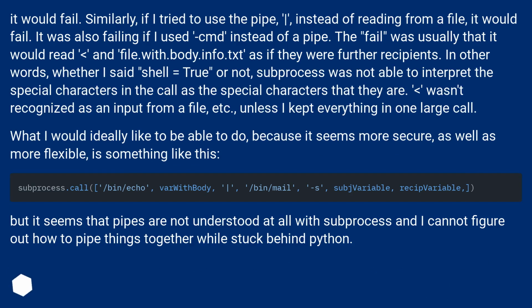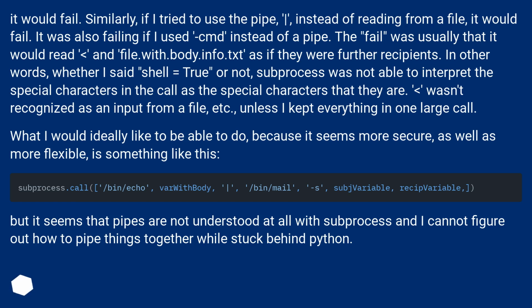it would fail. Similarly, if I tried to use the pipe, vertical bar, instead of reading from a file, it would fail. It was also failing if I used CMD instead of a pipe. The fail was usually that it would read comma and file.with.body.info.text as if they were further recipients.